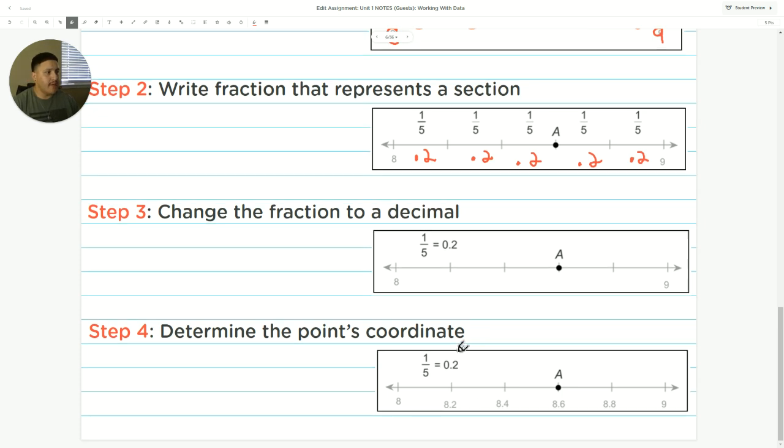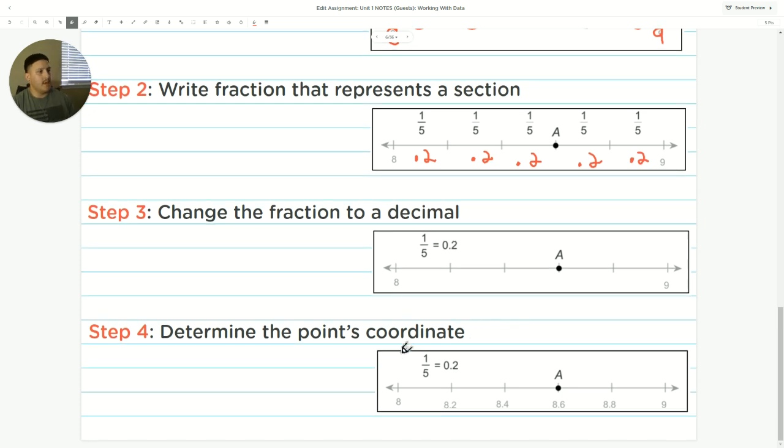So we count up however many sections we have. We have 1, 2, 3 sections until we get to the A. So we simply count: 0.2, 0.4, 0.6, and there we go. A is located at 8.6 on the number line.